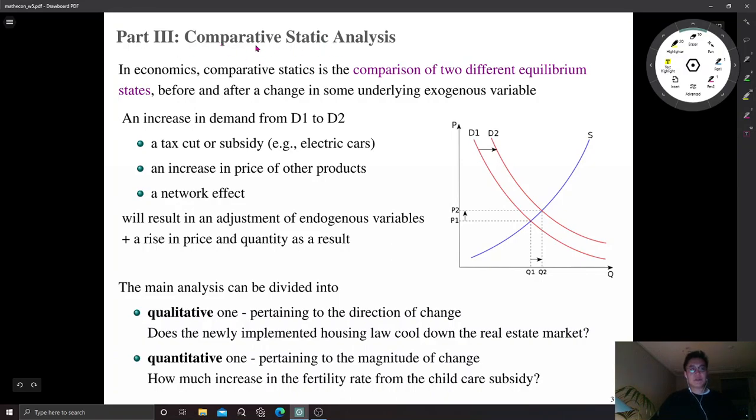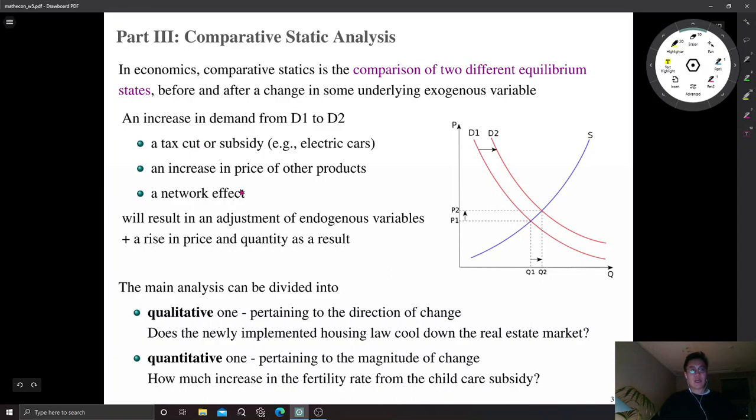I introduced its basic idea in the introductory video, so just to remind you of this analysis: comparative static in economics is the comparison of two different equilibrium states before and after a change in some underlying exogenous variables. We can think of several changes in variables or changes in several variables. For example, a tax reduction or subsidy provided by the government, an increase in the price of other products, or a network effect.